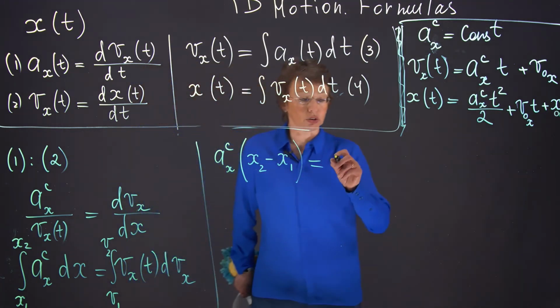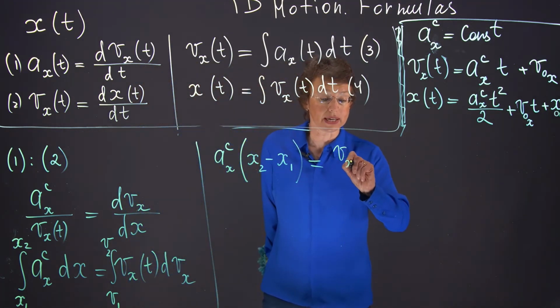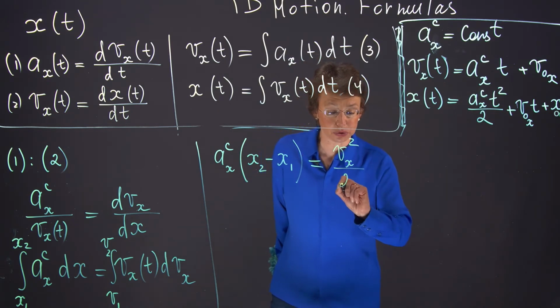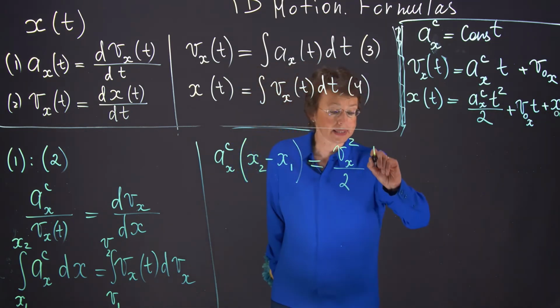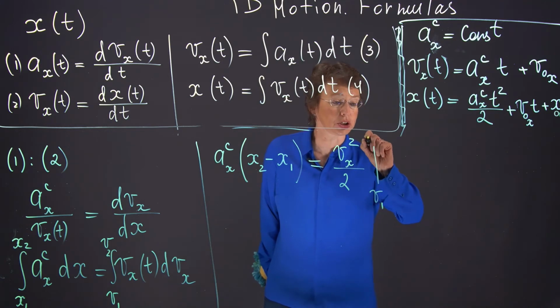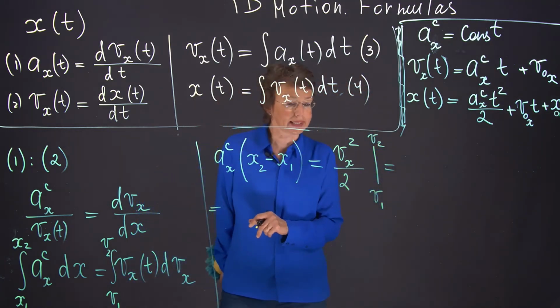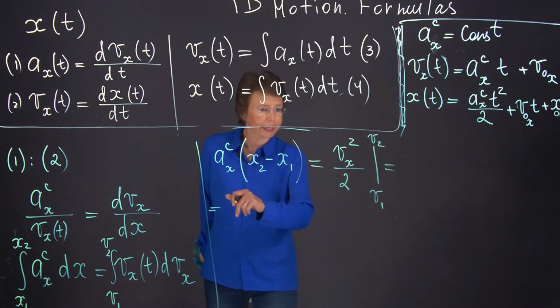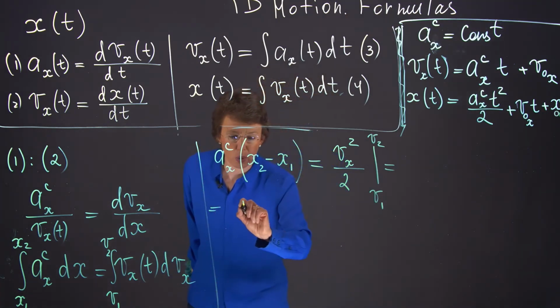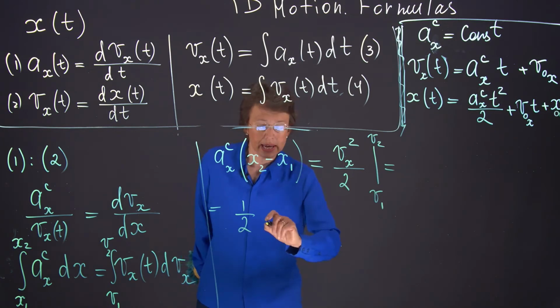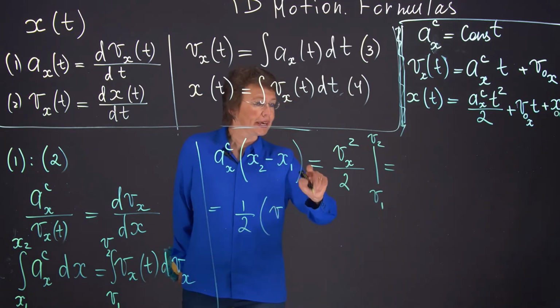What is the result of the integration? It is vx squared over 2. And the limits are v1 to v2. We need to plug in the limits. What do we have? We have 1/2, and then upper limit, v2.